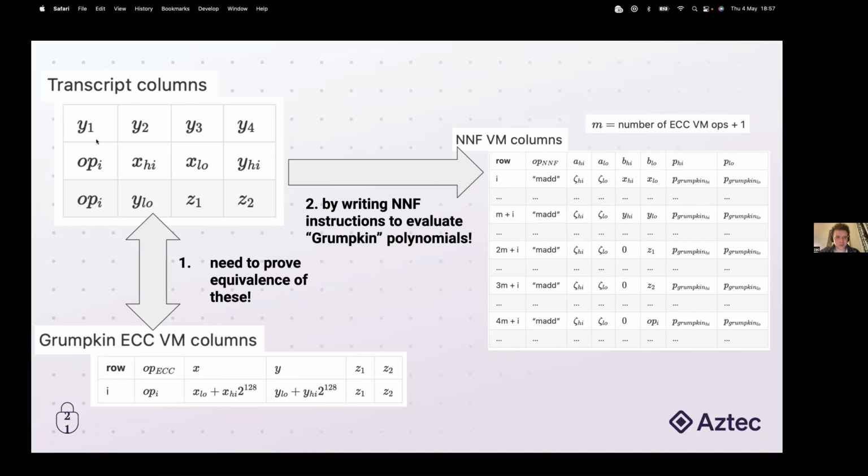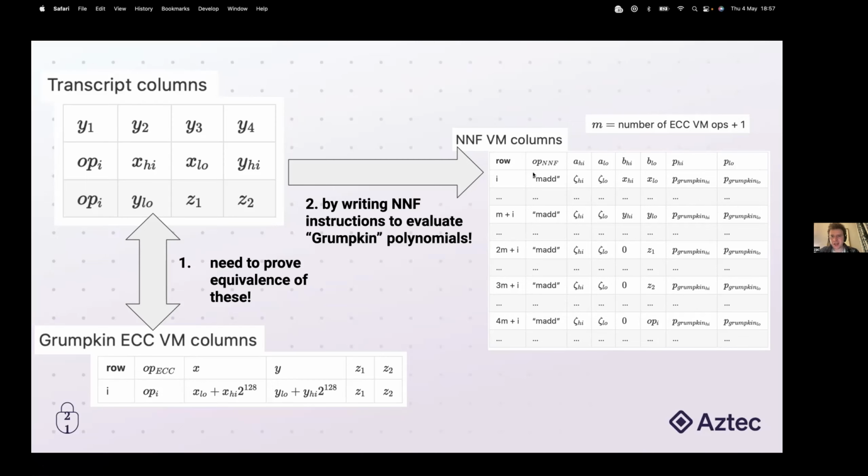Then the opcode is an independent column, but here it's been duplicated. It doesn't need to be duplicated, so there's a redundant value here that's not needed. And so the idea is that this transposition circuit is going to iterate over your main transcript and create instructions for the non-native field virtual machine that are consistent with what needs to happen to basically open the transcript information as if they were coefficients of the Grumpkin zkVM polynomials.